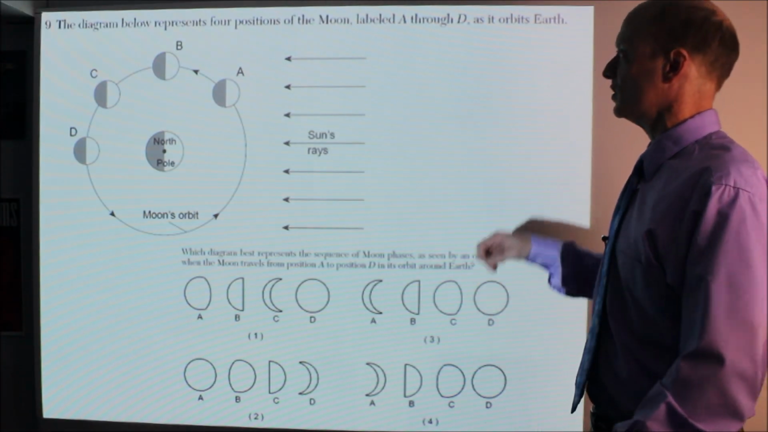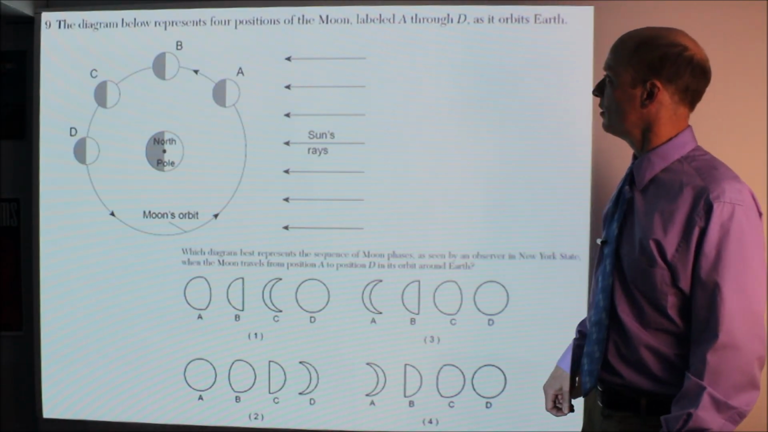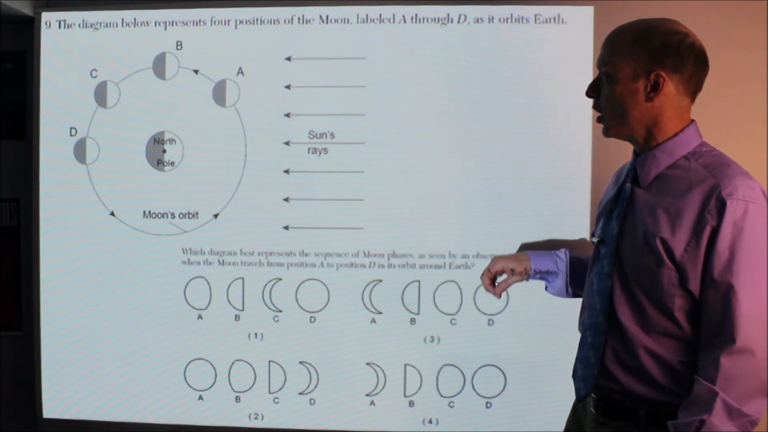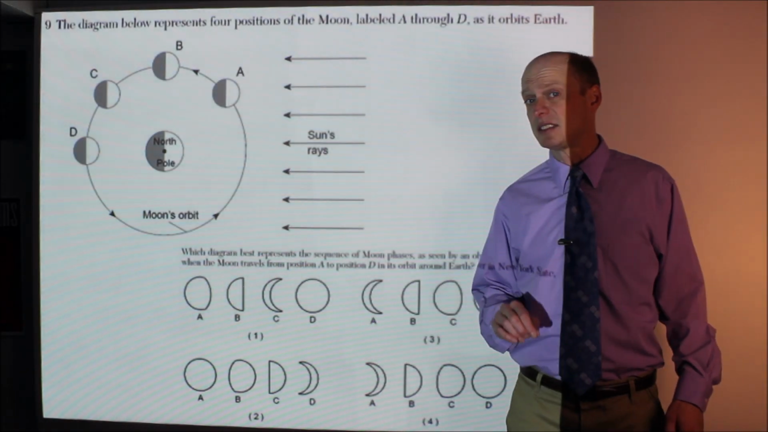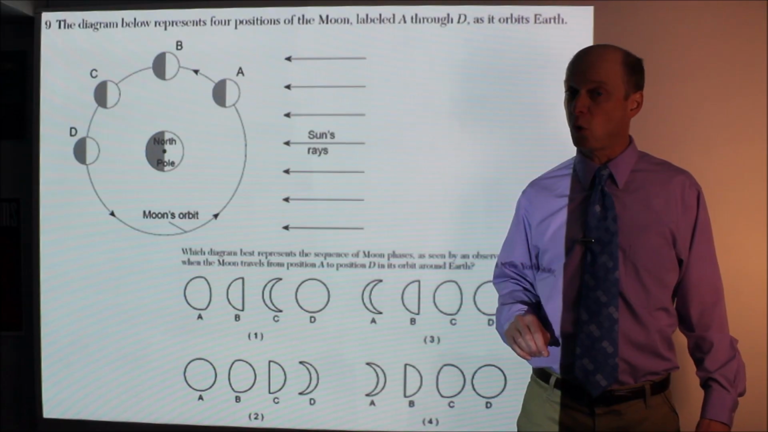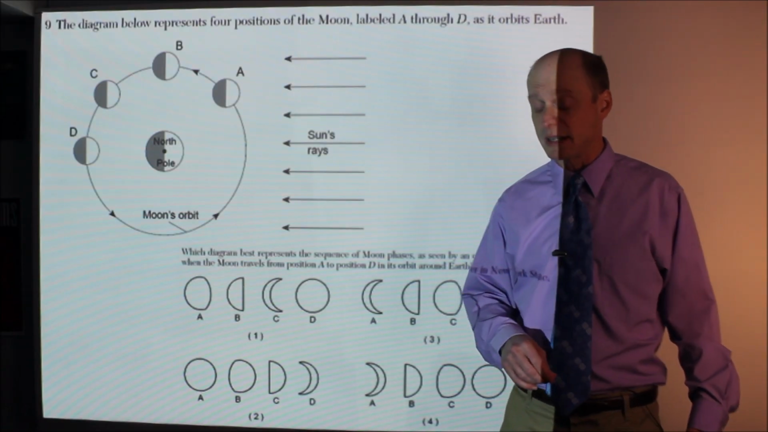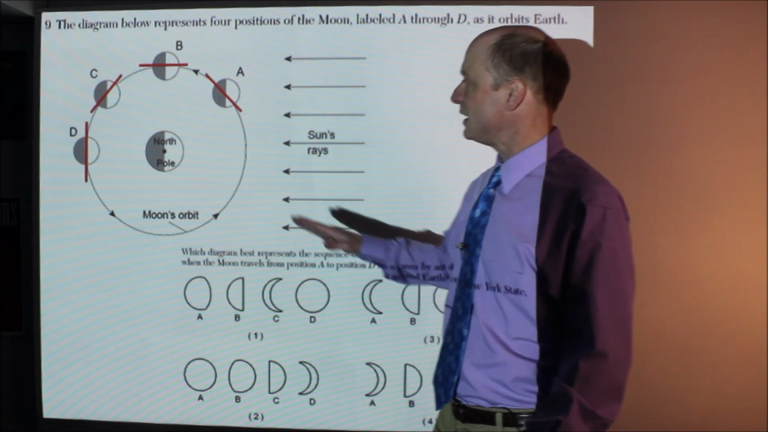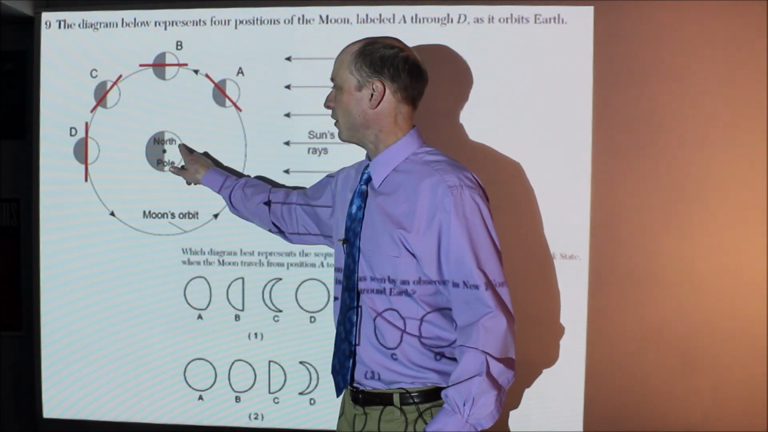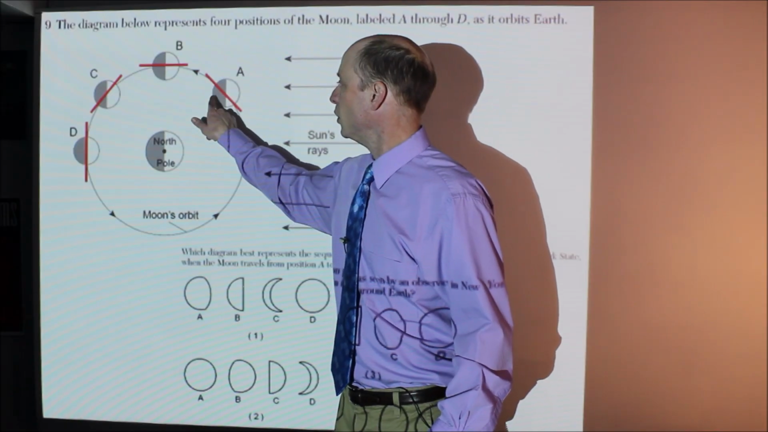Number 9, moon question. The diagram below represents 4 positions of the moon, A through D, as it orbits Earth. Okay, so then it has the choices here of what it would look like. This is one of the trickier moon questions, okay? So the first thing I like to recommend is draw in these red lines here that represent what you can see from Earth. So if you're on Earth, what do you see of the moon?